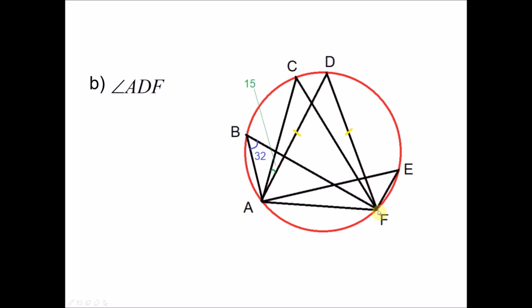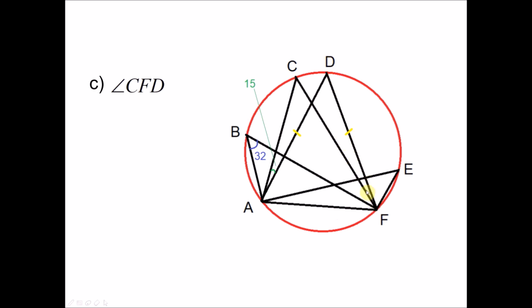ADF is subtended. So the angle ADF is subtended by the same arc again, AF. So since ABF is 32 here, and this ADF is subtended by the same arc, this is also 32. So angle ADF is also 32.